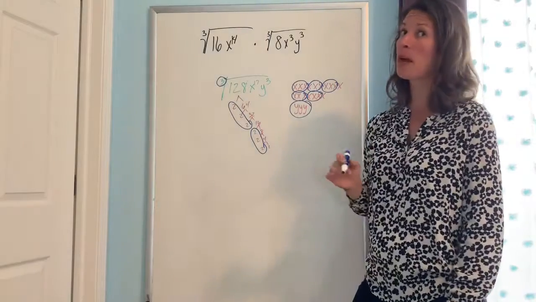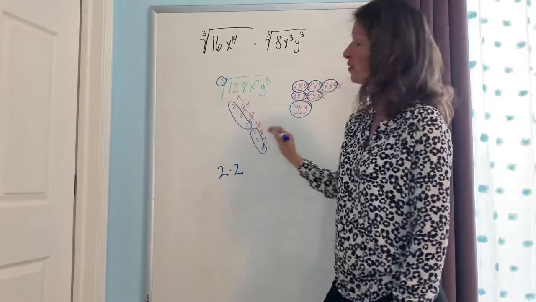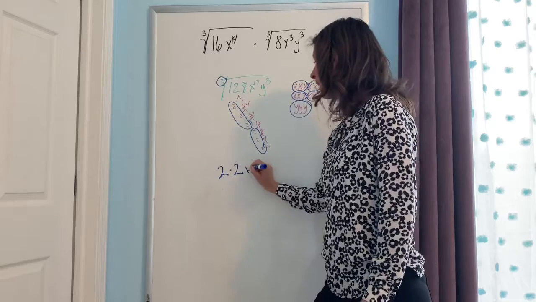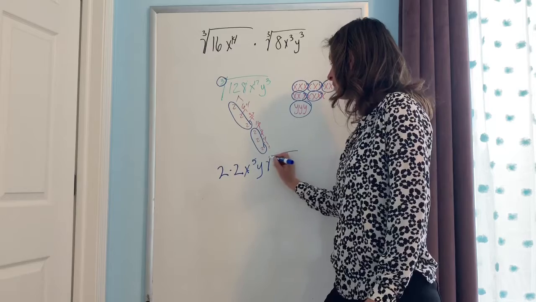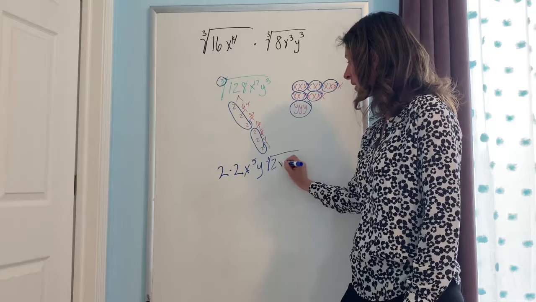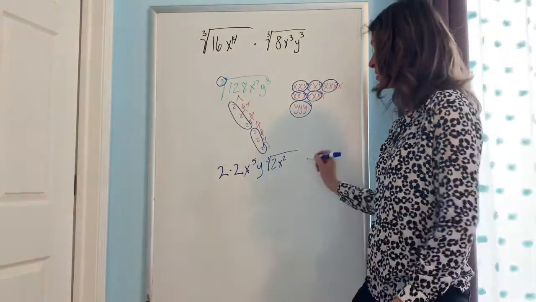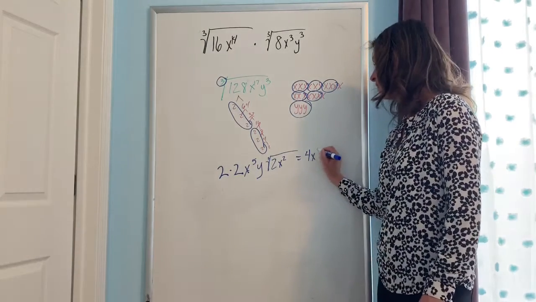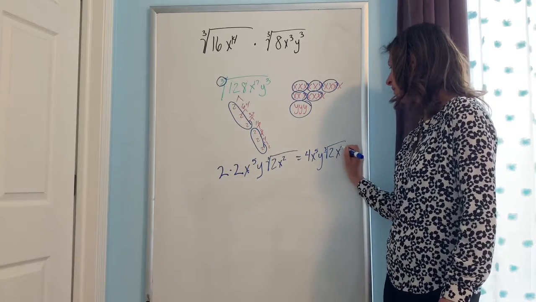So now we're going to write whatever was circled. I have 2 times 2 because I have 2 groups of 2. Then I have 1, 2, 3, 4, 5, x to the 5th, y, and inside my cube root, I have a 2, and I have 2 x's that did not get circled, so that's x squared. One last thing I'm going to do, 2 times 2 is 4, so I'm just going to rewrite it as 4 x to the 5th y, with the cube root of 2x squared.